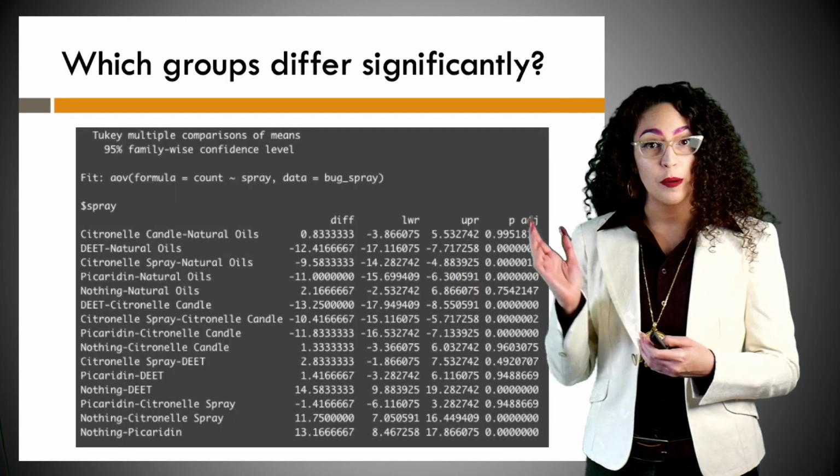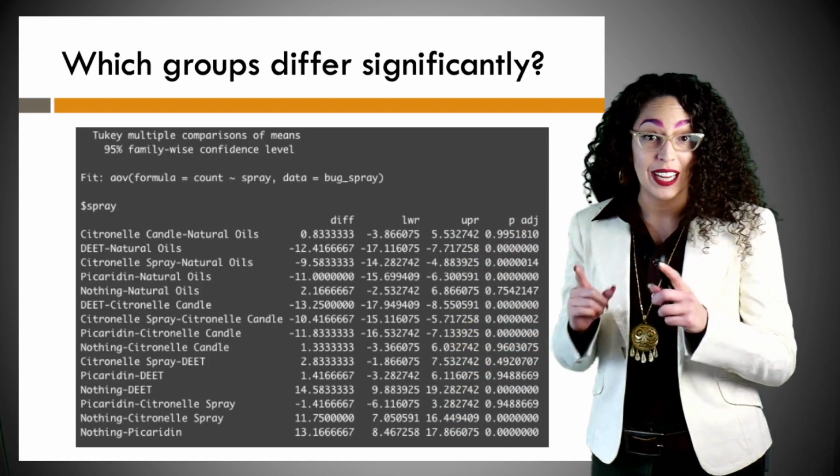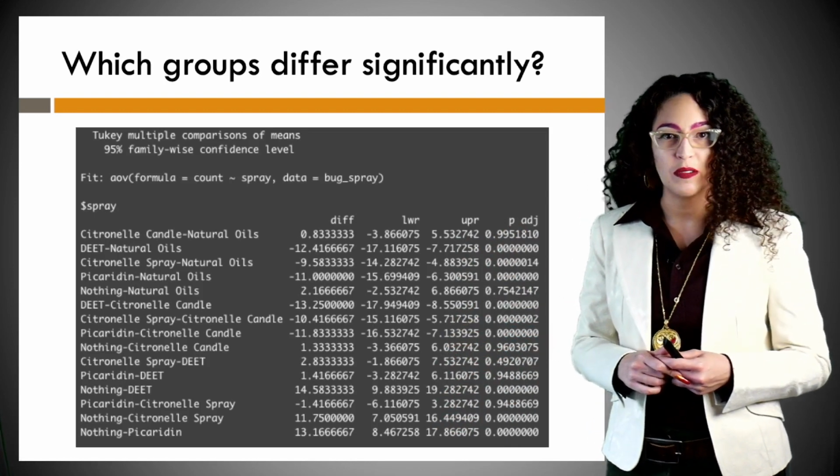Here is the output for our pairwise comparisons. Now, I know there's a lot. It's because there are 6 groups, so we have a lot of pairs that we have to evaluate. But let's just look at a few real quick.